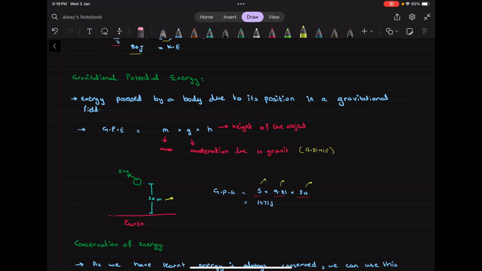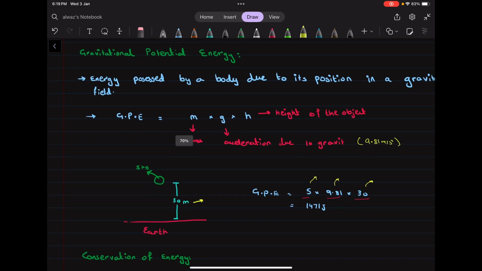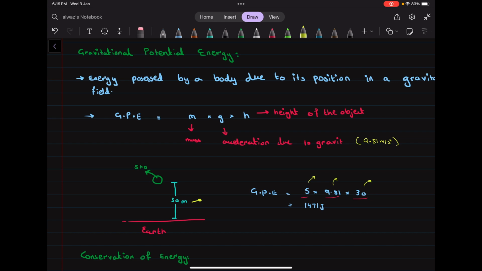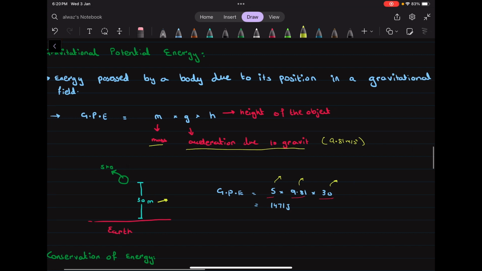Next up, we have gravitational potential energy. So, as we talked before, gravitational potential energy is the energy possessed by a body due to its position in a gravitational field. And the formula for gravitational potential energy is m multiplied by g multiplied by h, where m is our mass, g is the acceleration due to gravity, and if we're talking about Earth, it's going to be 9.81 meters per second squared, and h is the height of the object.